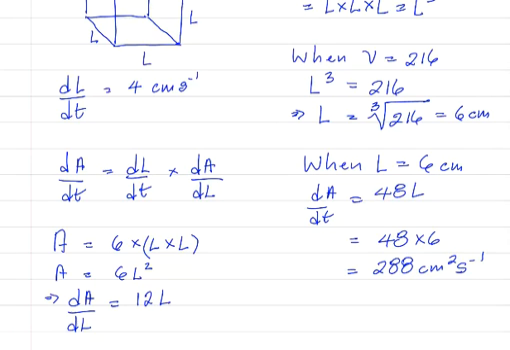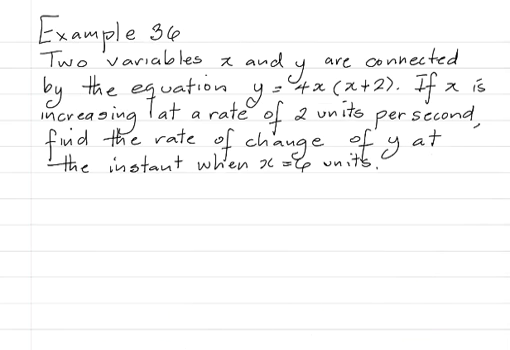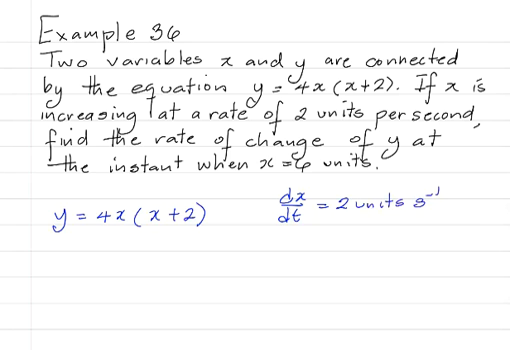Next example. Example 36. It says two variables x and y are connected by the equation y is equal to 4x into x plus 2. If x is increasing at a rate of 2 units per second, so here dx by dt is equal to 2 units per second. Alright, find the rate of change of y at the instance when x is equal to 6 units.